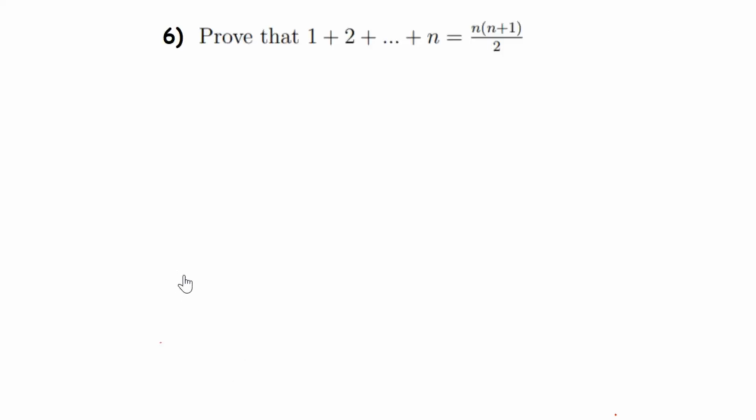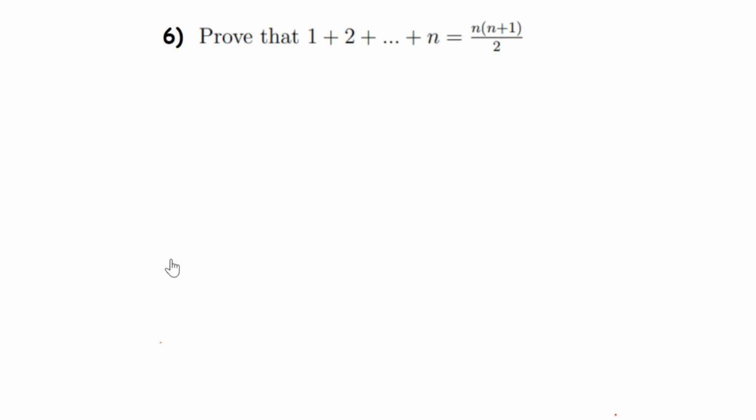Okay, so now let's try this example also. With this example, we have to prove that the series 1 plus 2 plus all the way to plus n equals the formula n multiplying n plus 1 in brackets divided by 2. So let's see how we are going to prove this.